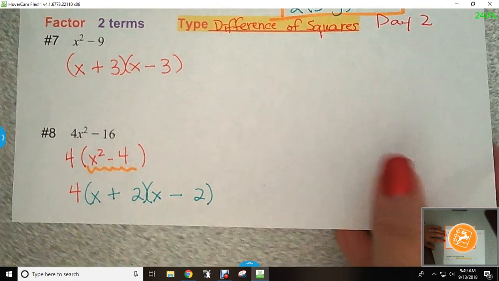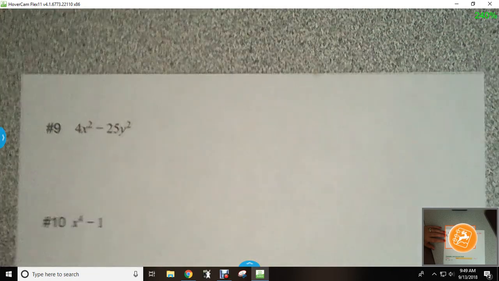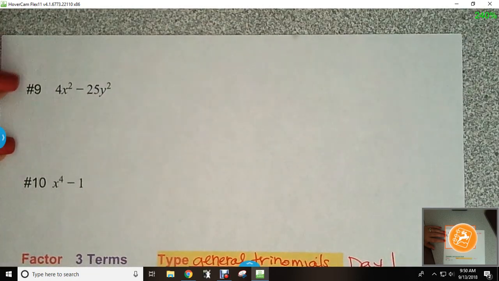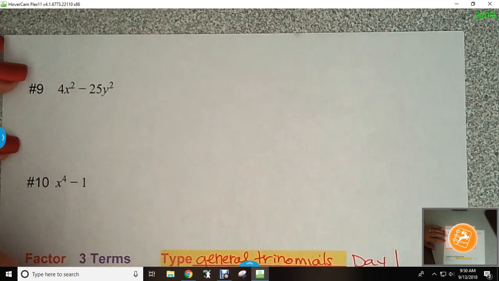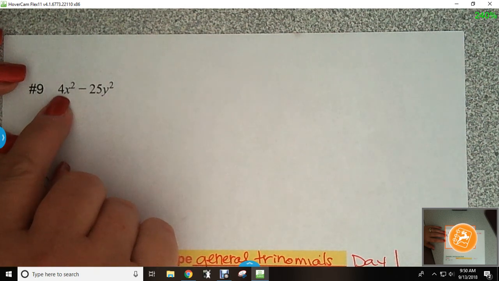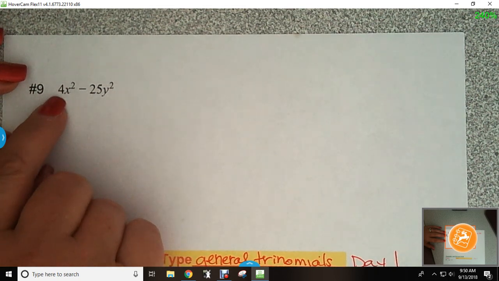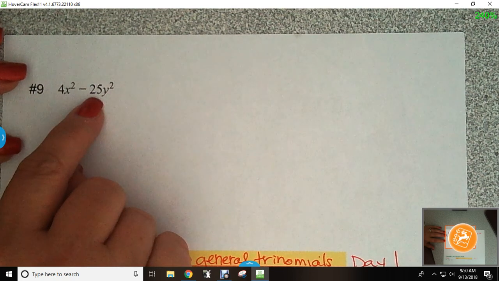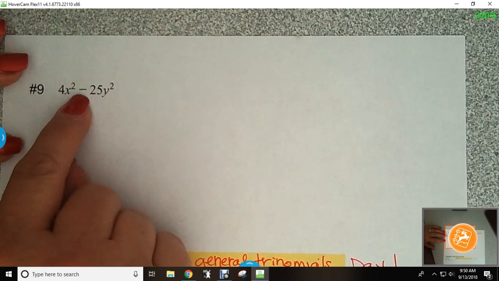All right, we have two more of those. So let's take a look here at number 9. I want to look here and see, do I have a greatest common factor? Maybe so. I can do 4 divided by 4, but I can't do 25 divided by 4. I can also do 4 divided by 2, but I can't do 25 divided by 2. So I don't have a greatest common factor, but I've got two terms. I want to see, can I take the square root of each of those? And there is a minus in the middle.